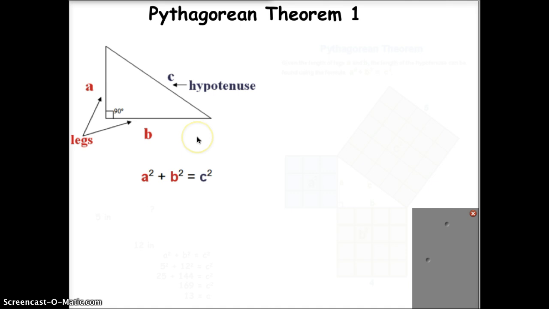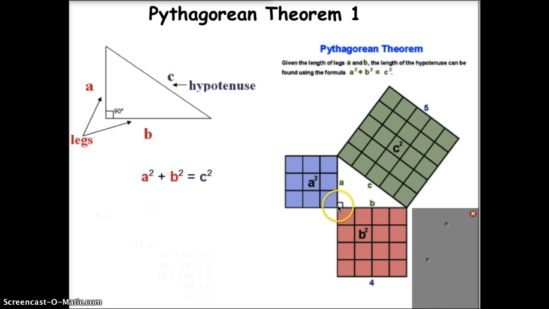Now what the Pythagorean theorem says is if I take the length of A and square that length, and I take the length of B and square that length, and I add those two squares together, their sum is going to be equal to the length of C squared. Here's a picture to help you understand what that means a little bit more fully.